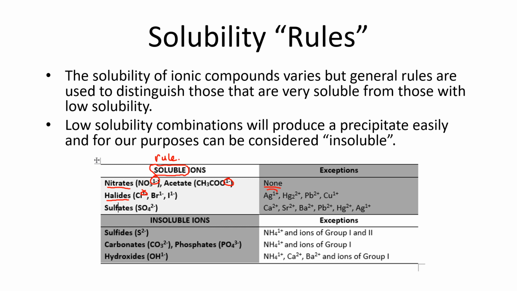So if you have silver here with chlorine, then that's going to be an exception to the rule, which would make it insoluble, right? Below we have the rule for insoluble ions, right? And so the rule here is that sulfides are usually insoluble, unless they're with one of these exceptions, like group 1 or 2. Carbonates are usually insoluble, unless they're with group 1 or ammonium, and so forth, right? So it takes a little practice, but you'll get used to using this chart or something similar in order to determine whether or not your compound is likely soluble or insoluble.